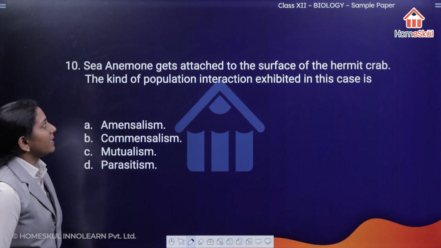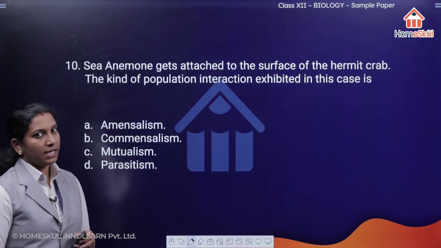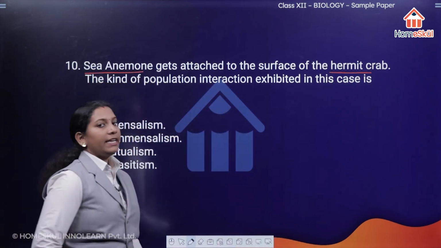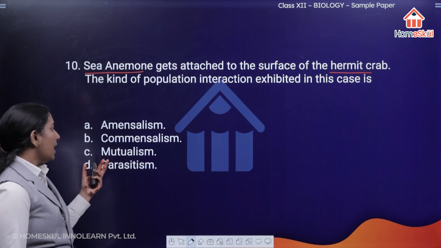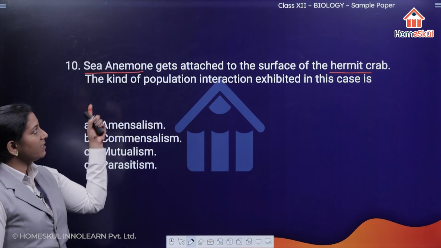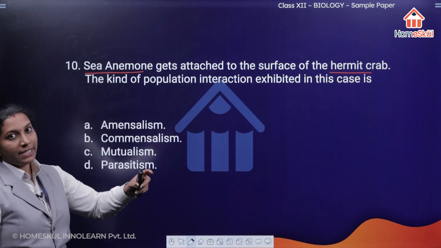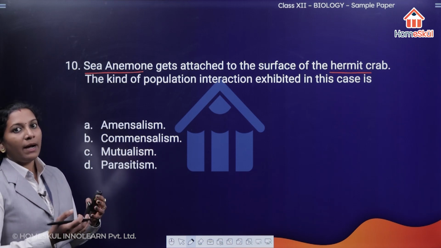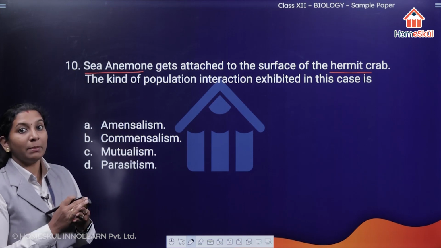Then, a sea anemone gets attached to the surface of the hermit crab. The kind of population interaction exhibited in this case is, among the options amensalism, commensalism, mutualism and parasitism, the association of the sea anemone and the hermit crab. Here the hermit crab actually provides food for the sea anemone, nourishing it, and in return the sea anemone is not giving anything, but neither of the species is harmed.